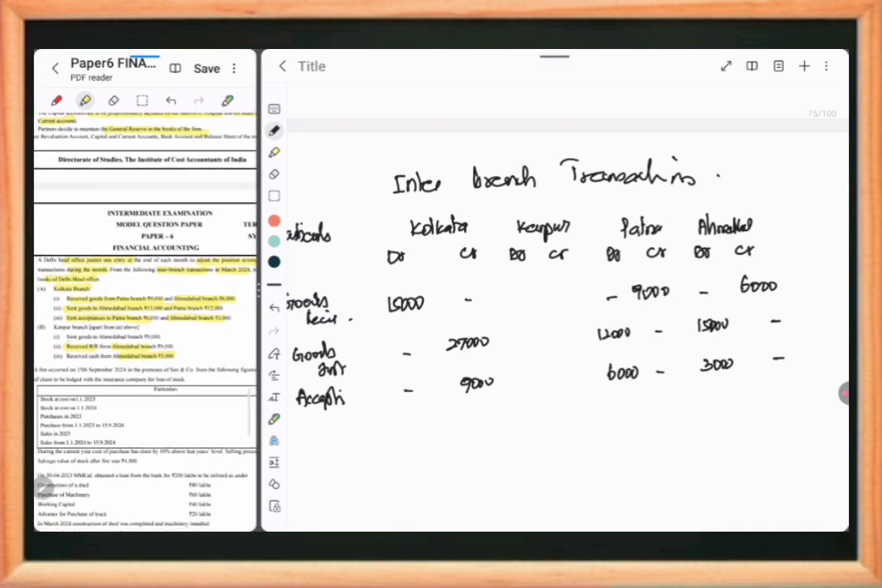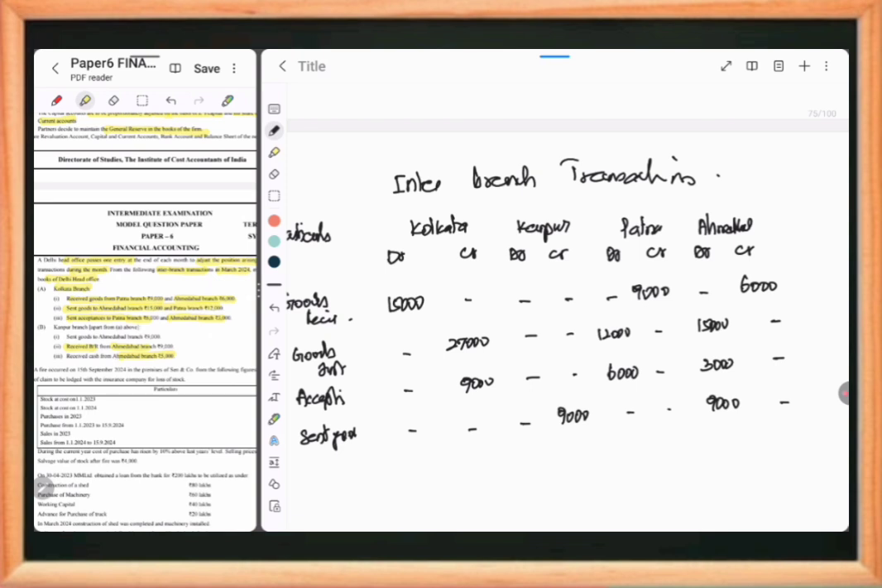Here, Kanpur branch sends goods to Ahmedabad. Send means he is a payer. So Kanpur we have to write here. Kanpur is a giver. So sending goods, who is sending? Kanpur is sending. So we have to write Kanpur is a giver. So on the credit side you have to enter 9,000 rupees. Who is receiving? Actually Ahmedabad branch is receiving. So 9,000. And then bills receivable.